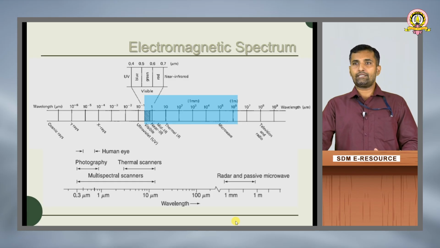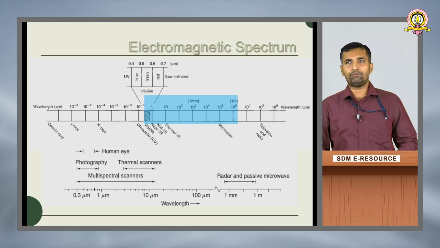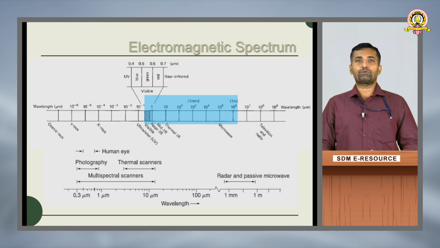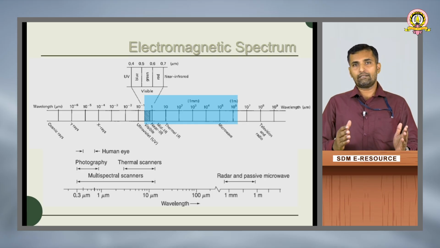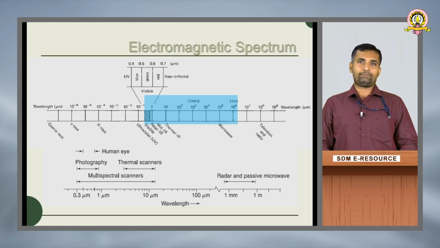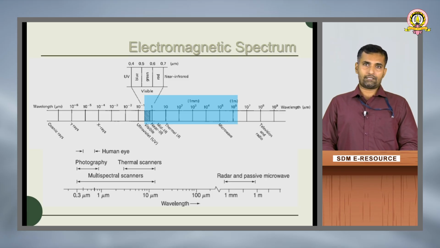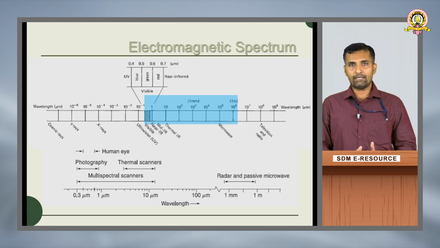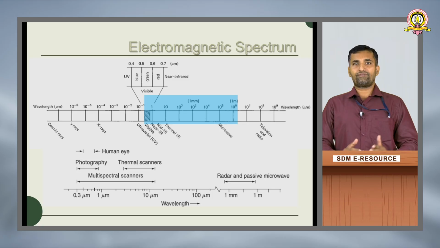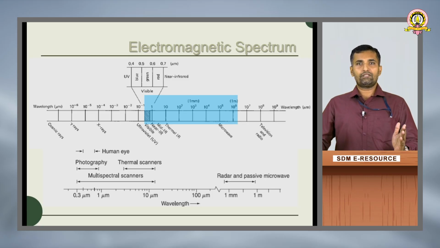We can further see the human eye is sensitive in a very narrow region of the electromagnetic spectrum, from 0.4 to 0.7 micrometer. Then photography vision is slightly bigger than our human eye. It can sense near ultraviolet to near infrared. However, thermal scanners can sense the thermal region of the electromagnetic spectrum. The sensors mounted in the satellites can sense right from the visible region to the thermal region. They have a wide range of collecting information in the EMR spectrum.